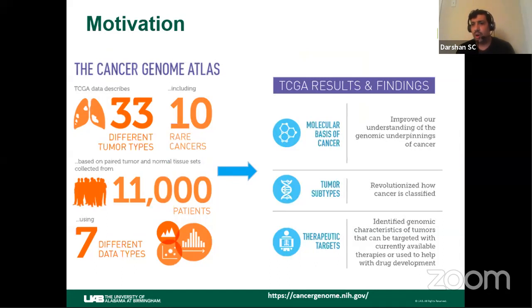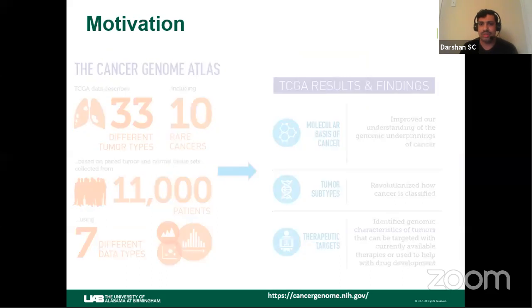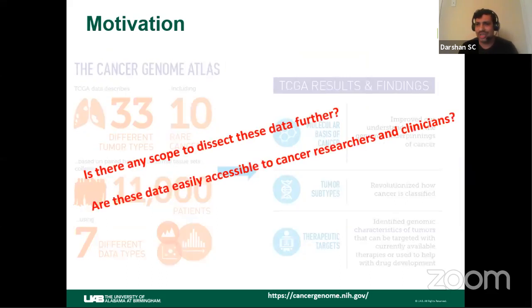With all this data and information available, the two questions that I addressed to our lab were: is there any scope to dissect this data further? It's a huge data set. As you can imagine, you are looking at about 11,000 cancer patients and every bit of molecules, from gene, protein, microRNA, and all other types of molecules. Is there any scope to dissect this further was one of the questions. The second question is, how easy is it for anyone who is programmatically limited to access this data.